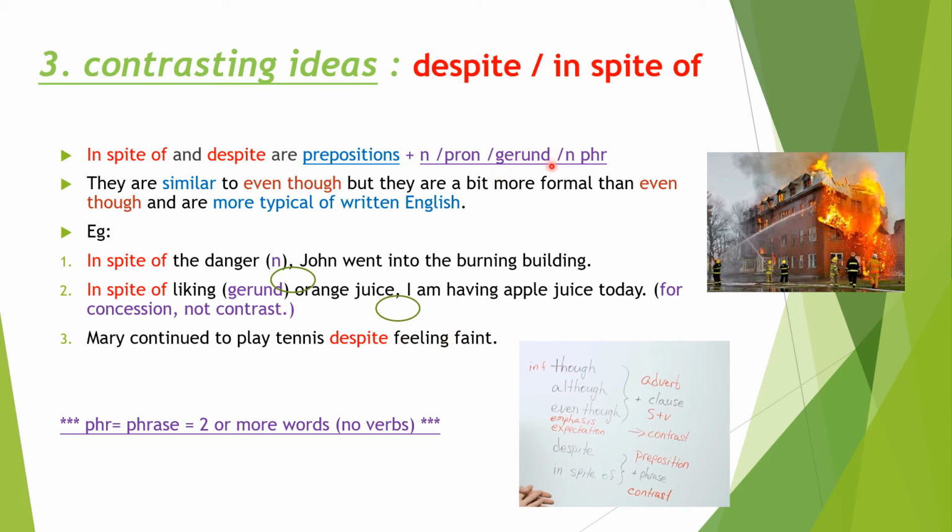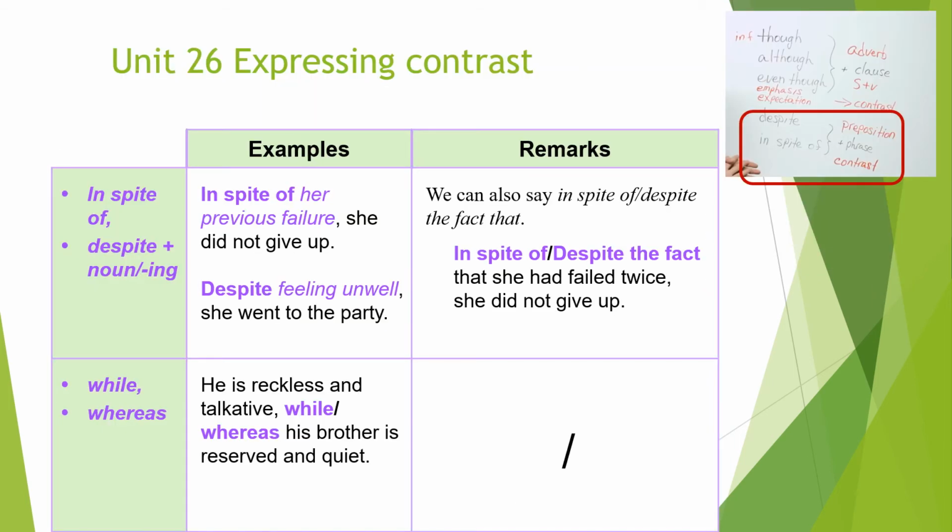Sometimes it's followed by a noun phrase. A phrase means two or more words without a verb. So this is what a phrase is. All right. So you need to remember this formula. In spite of, despite, they are prepositions. They are followed by a noun, pronoun, gerund, or noun phrase. So in spite of, despite, there are some more examples that you can look at.